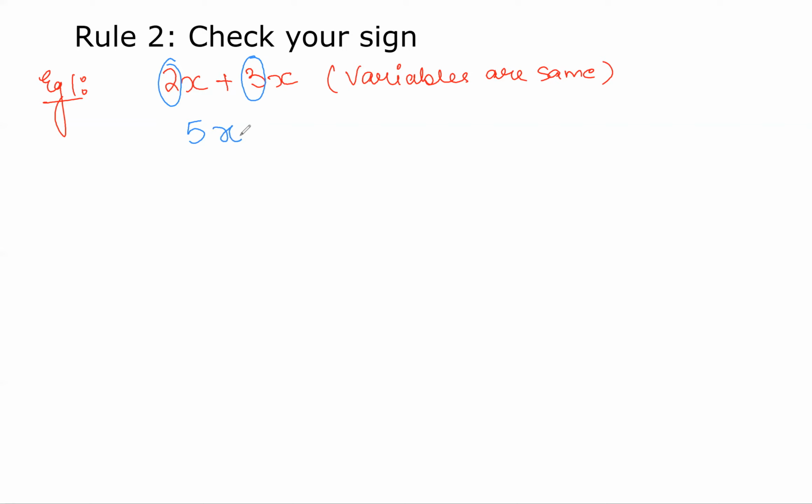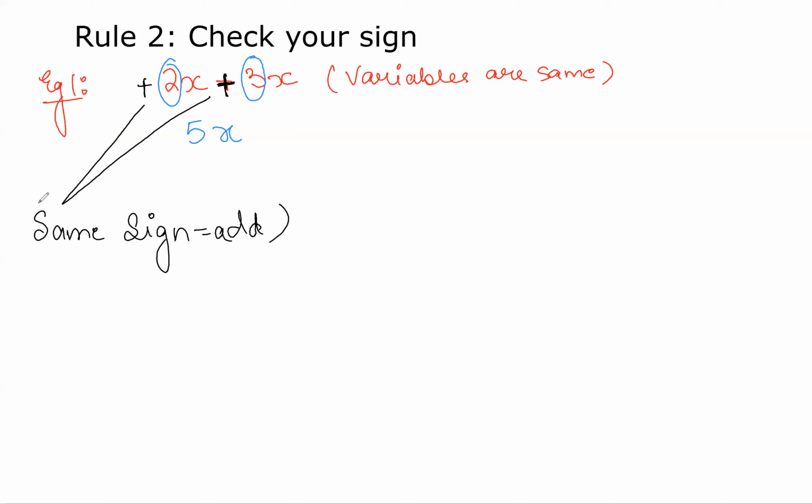Also, looking at the signs of the numbers given in the question, I had a plus here, but there was no sign attached to 2. Whenever a number is written without a sign, it actually means it is a positive number. So whenever you have the same sign, you add the numbers.